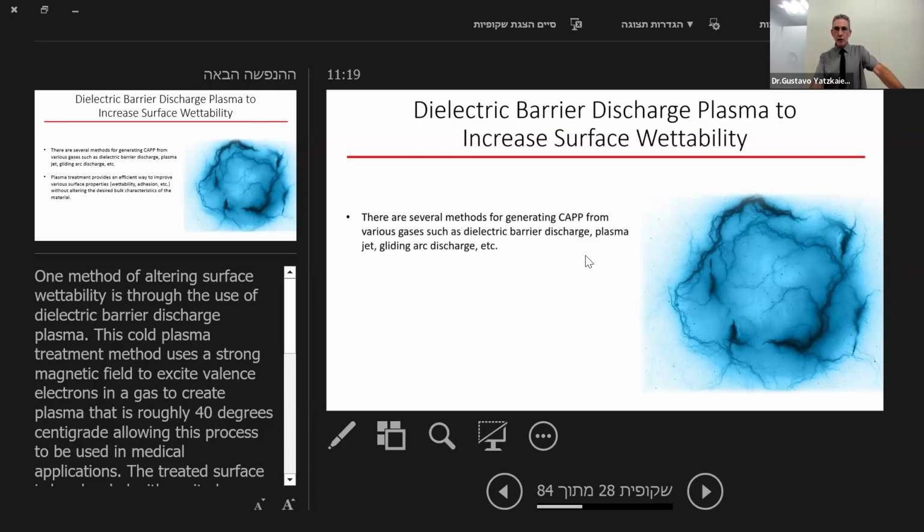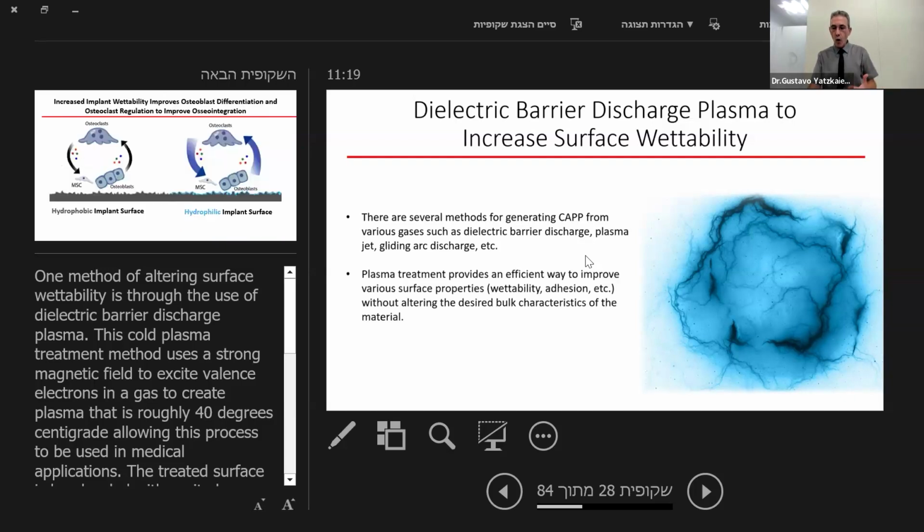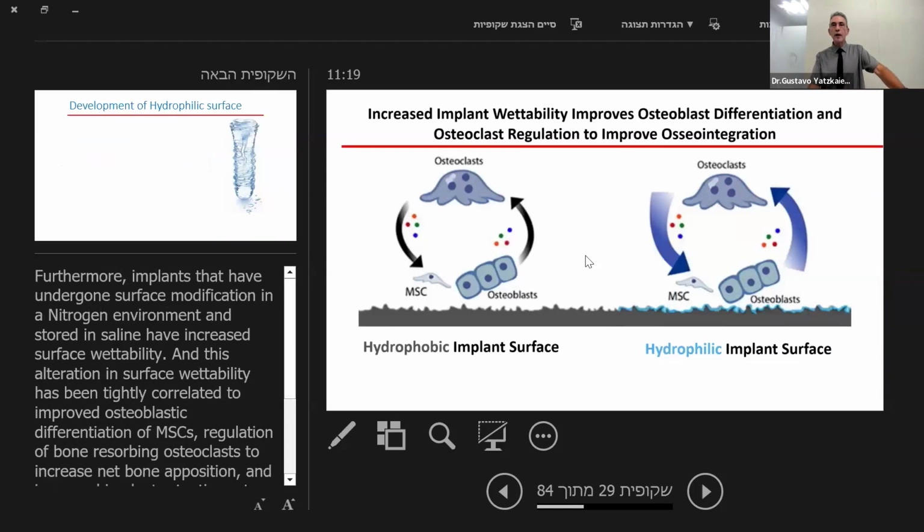There are several methods for generating this plasma or this change. One of them is the DBD, meaning the dielectric barrier discharge plasma. But there are also others, such as a plasma jet or gliding arc discharge. The goal of this change is to improve the wettability and the adhesion of the proteins without changing the topography and chemistry of the implant. And all of them, of course, to improve the osseointegration.